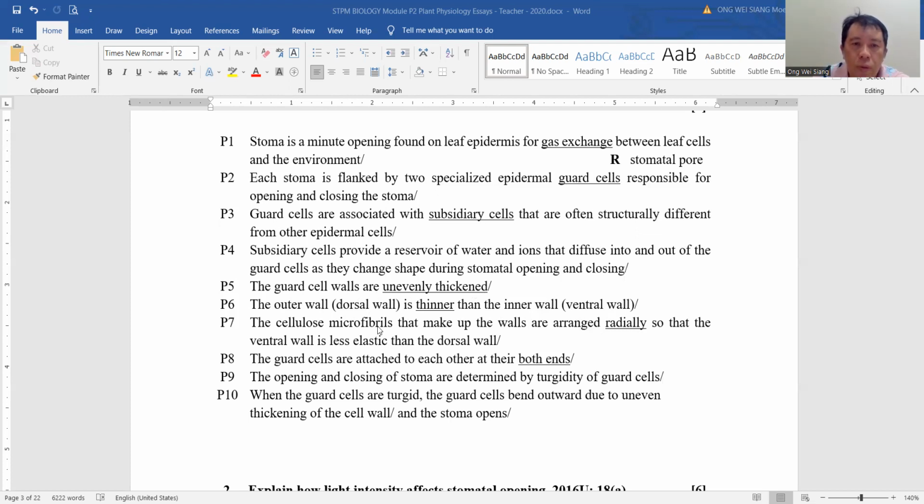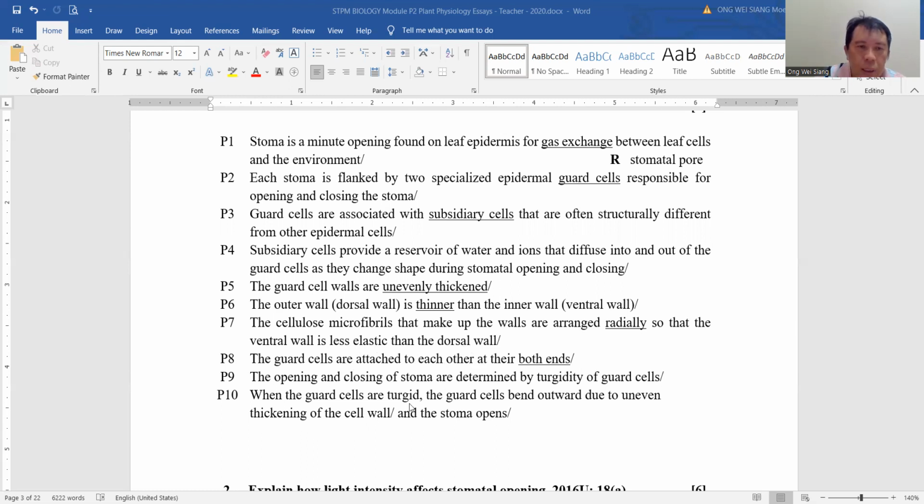The cellulose microfibrils make up the cellulose wall. They are arranged radially, so that the ventral wall is less elastic than the dorsal wall. This is because when they are arranged radially, most of the cellulose microfibrils are concentrated on the inner wall. So that's why the inner wall becomes thicker than the outer wall.